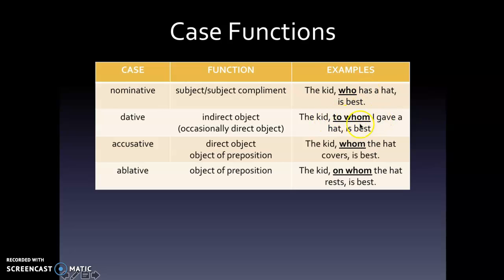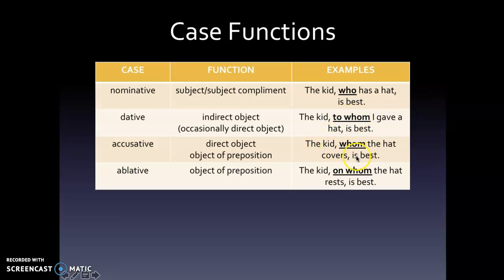The kid to whom I gave a hat is best. So the kid is best is still our main clause. I is the subject here. Gave is the verb. Hat is the direct object. To whom is the indirect object here. So it'll be dative in Latin.